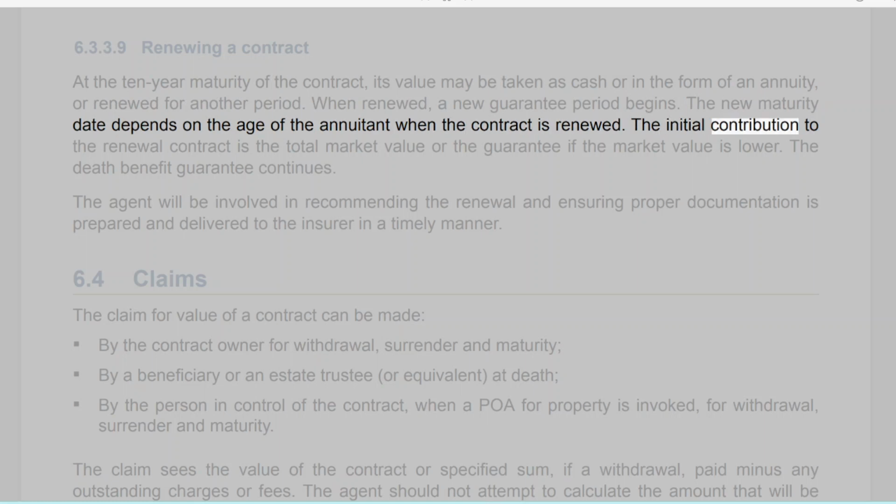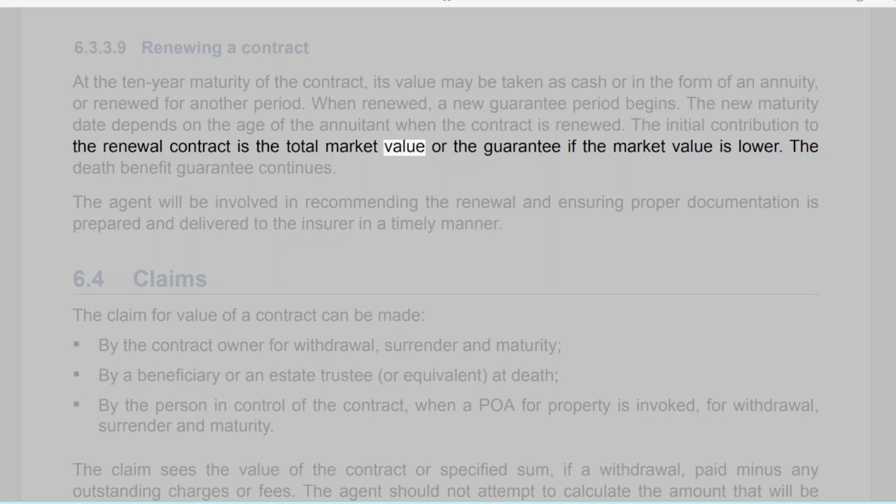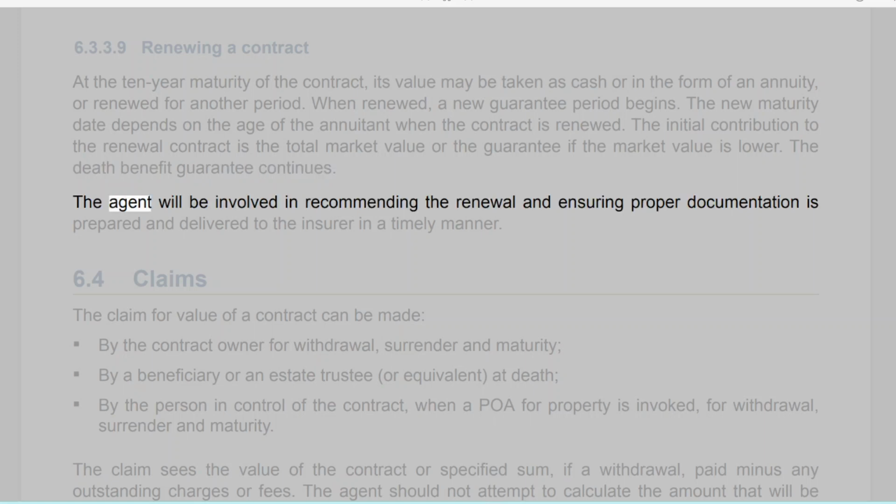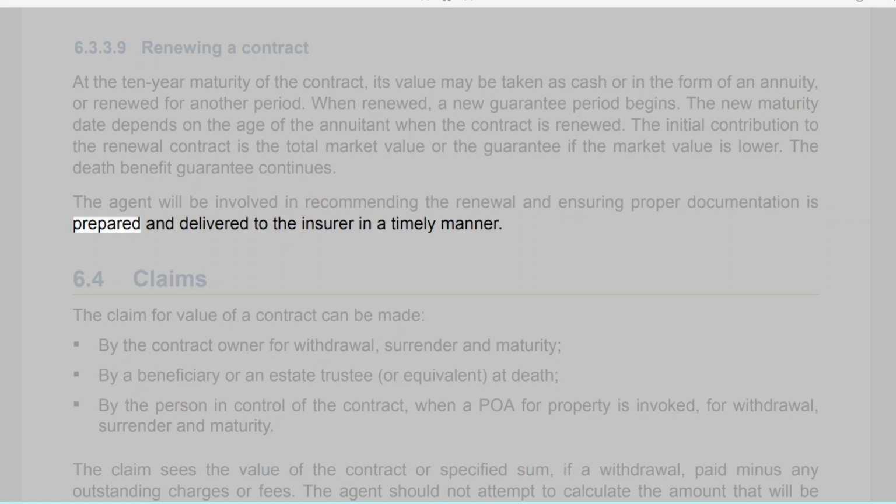The initial contribution to the renewal contract is the total market value or the guarantee if the market value is lower. The death benefit guarantee continues. The agent will be involved in recommending the renewal and ensuring proper documentation is prepared and delivered to the insurer in a timely manner.